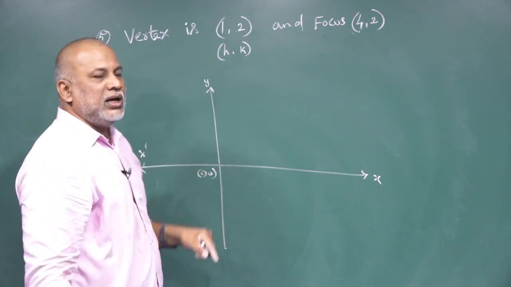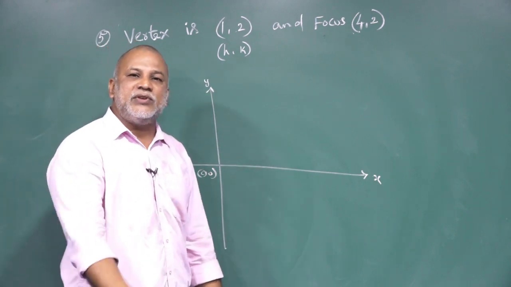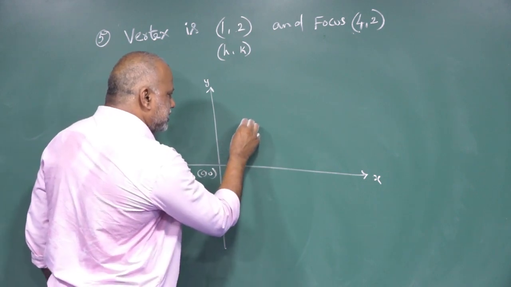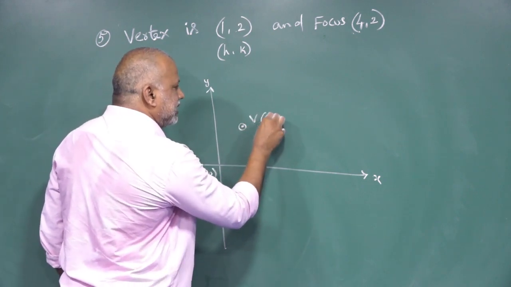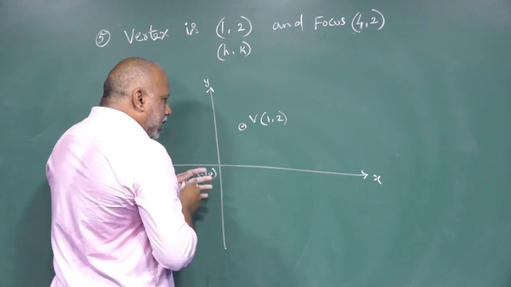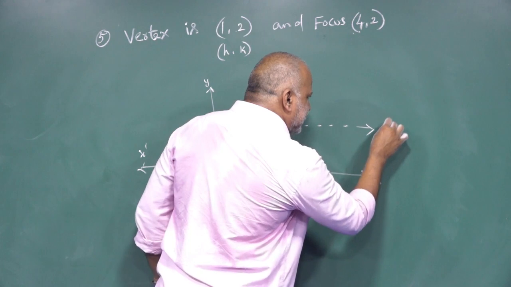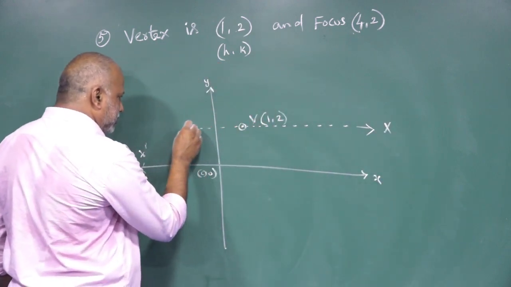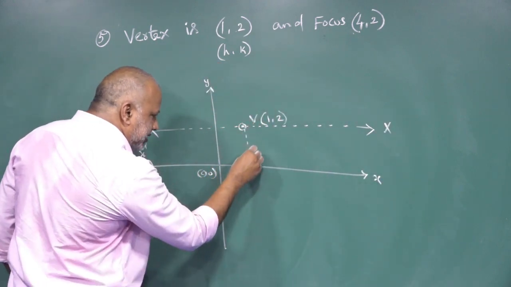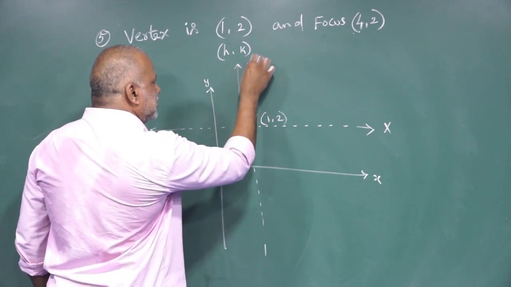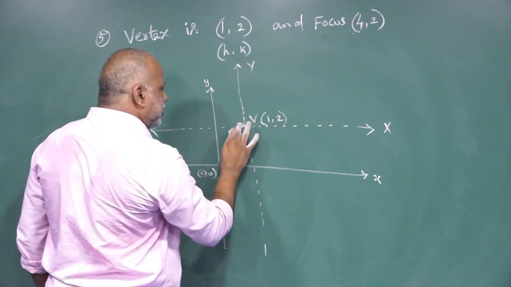Now see this, 1, 2 lies in which quadrant? First quadrant. 1 unit, 2 unit. Just this is the vertex given, 1, 2. Now we have to draw a new axis capital X and new axis capital Y. This is the new axis capital X and capital Y.